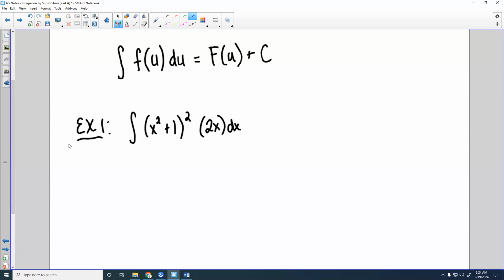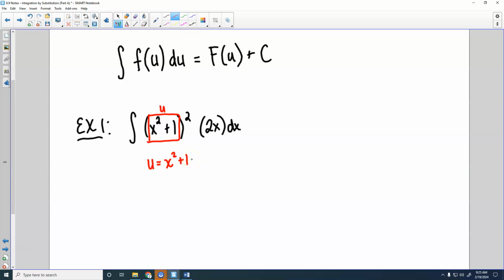What we're looking for here is we need to identify what was our inside function part, what was our outside, and what was the derivative of our inside. We're going to call the inside part u, and we call the derivative of the inside du. So you can see here, you have this stuff right here being raised to a power. So here, that x squared plus 1, that's going to be your u. So u equals x squared plus 1.